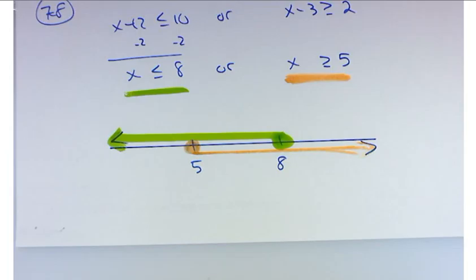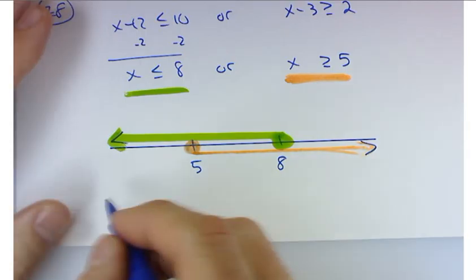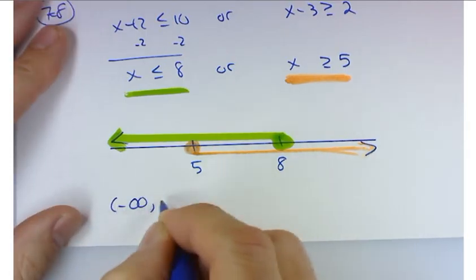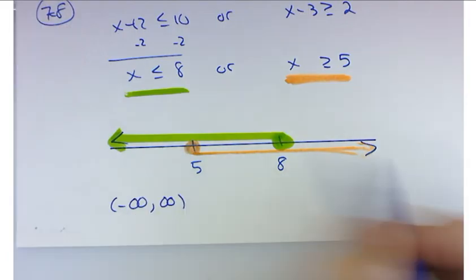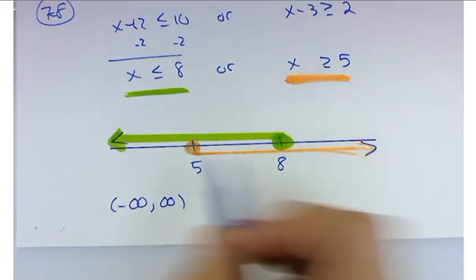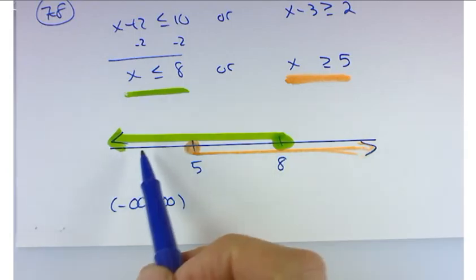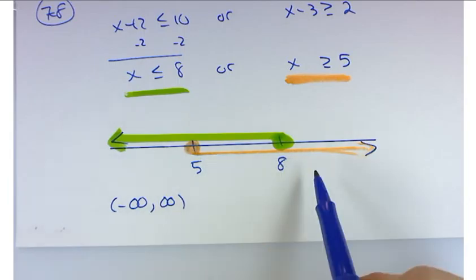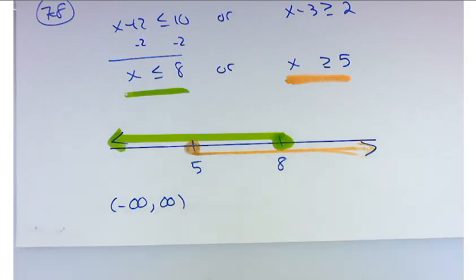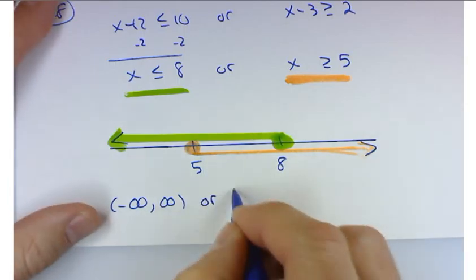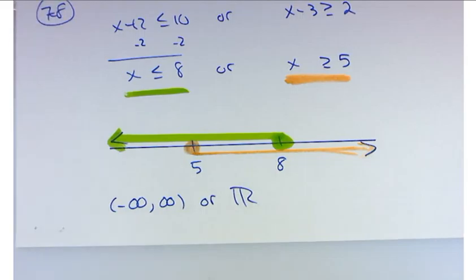Got one lonely voice here helping us out. Go ahead. Yeah, everything. Negative infinity to infinity. You're in one set or the other set or both. Either way, every number on this line is covered by either the green line or the orange line or both. So negative infinity to infinity, or quite simply all real numbers.